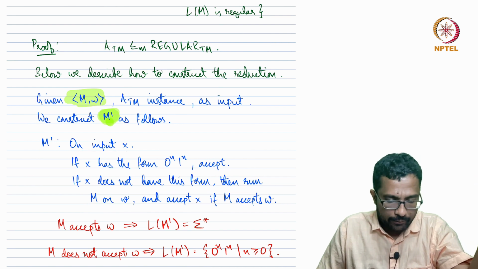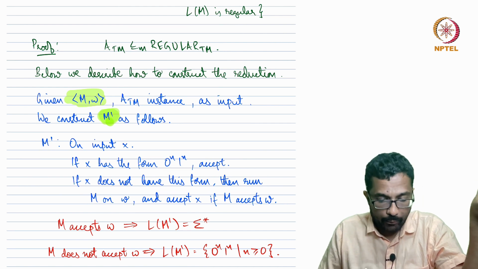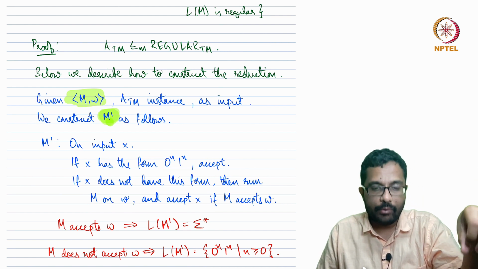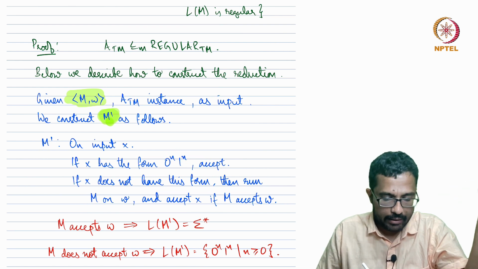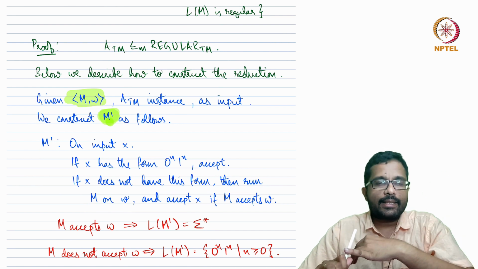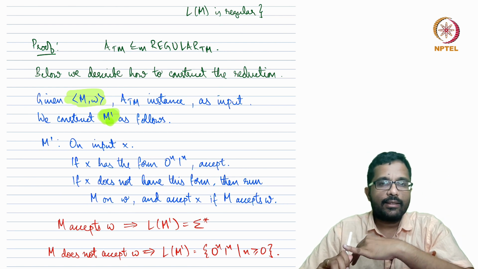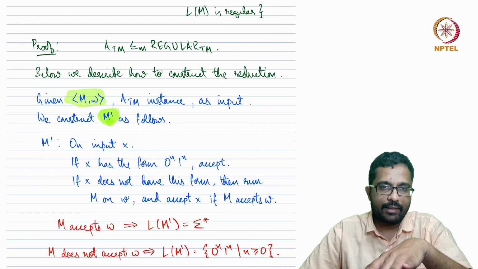What it does is it first checks whether x has the form 0^n 1^n, where I want the number of zeros and the number of ones to be the same. Both should appear n times. So if the input x is of this form, we accept. Nothing else needs to be checked.